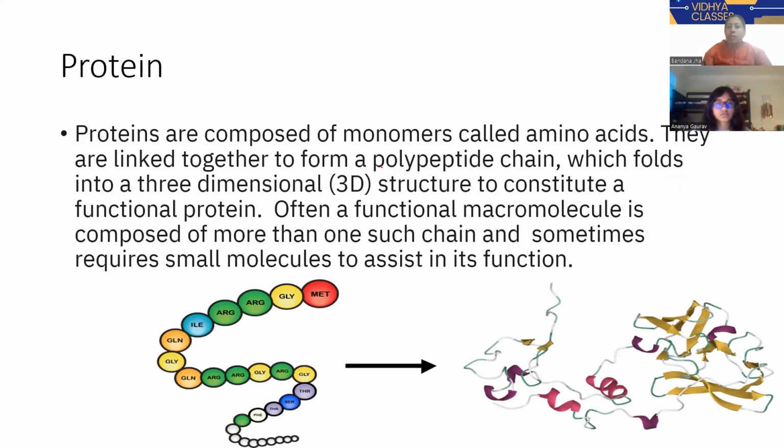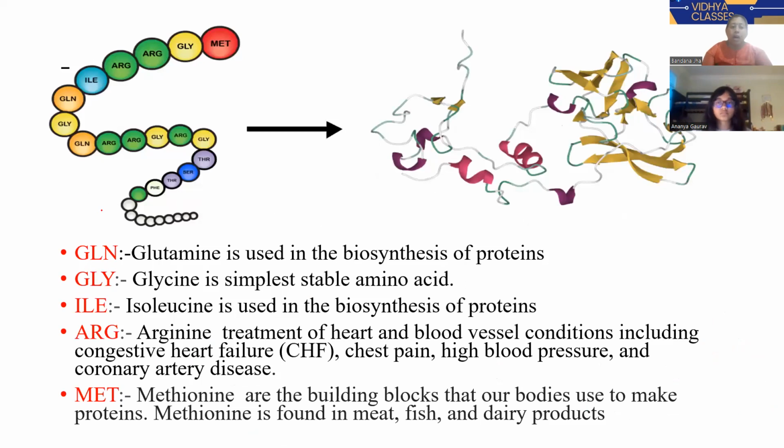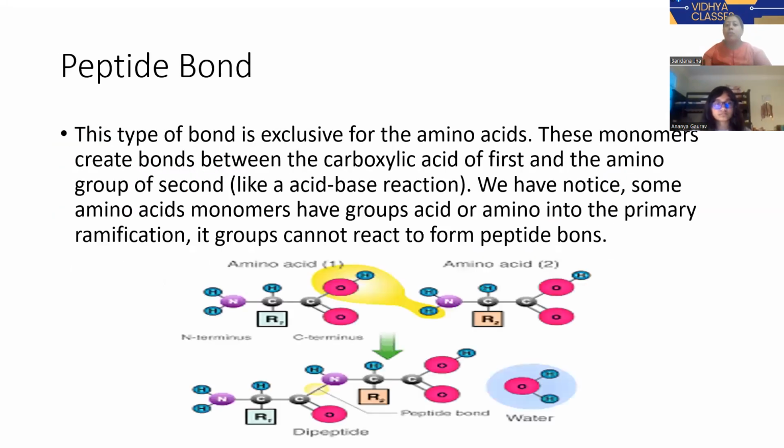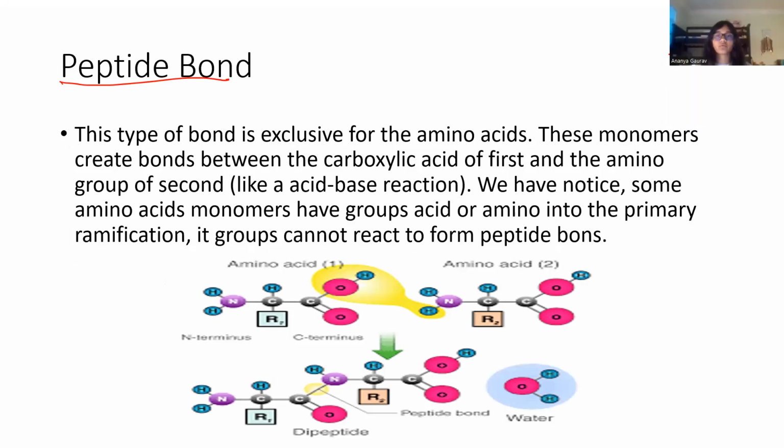Monomers formed by amino acids, right? Protein is a combination of different amino acids. Those are what? Glutamine, glycine, isoleucine, arginine, and phenylalanine. These are our amino acids. So in our protein, we have a bond which is known as what? Peptide bond. That is the bond for proteins.